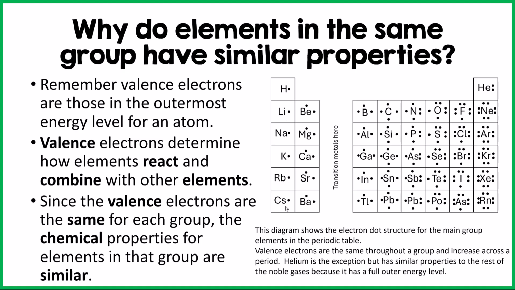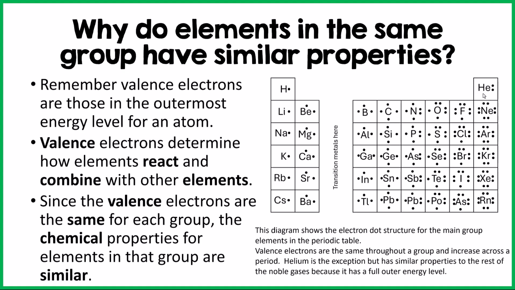So the same here, all 1 valence electron. Here we're increasing 1 valence electron, 2, 3, 4, 5, and so on, all the way to 8 at the end of the periodic table. Helium is the exception to this rule, but it has similar properties to the rest of the noble gases because it has a full outer energy level.